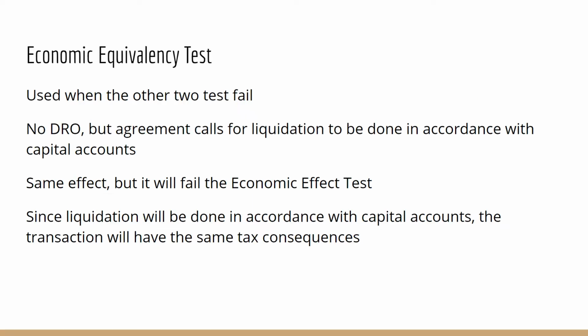So now we've come to the economic equivalency test. This is a little harder to explain. It's used when the other two tests fail. Essentially, it's saying that you can allow these allocations even if you're missing certain things like the deficit restoration obligation, which makes you put more money back into the partnership, or qualified income offset, which requires the partnership to split that income like you just saw. So it allows you to not have those things as long as the same end effect is being reached.